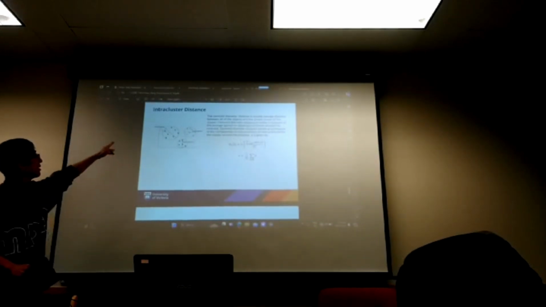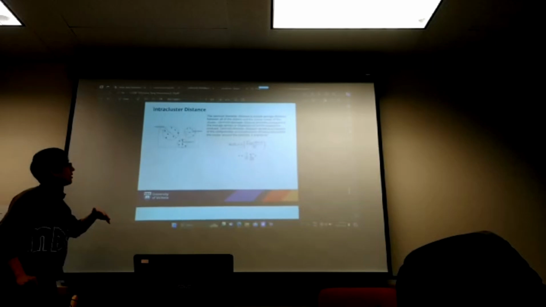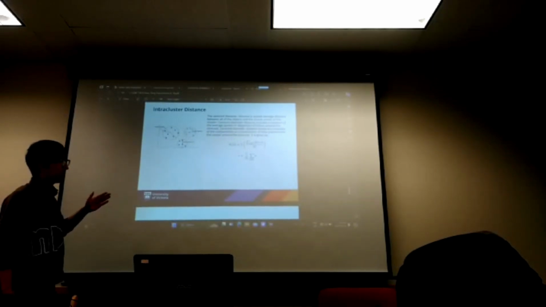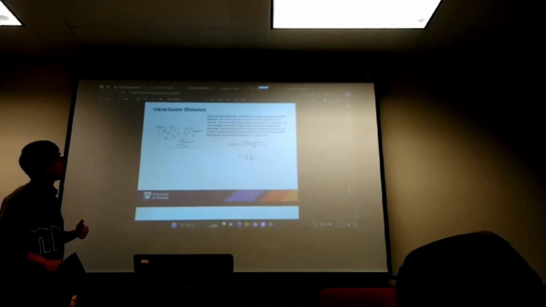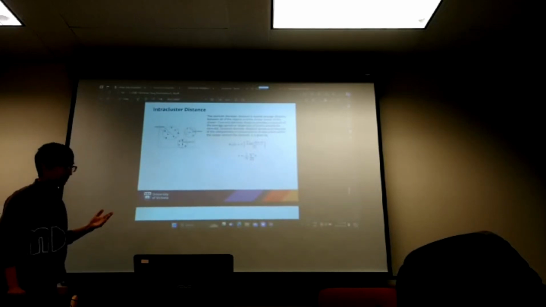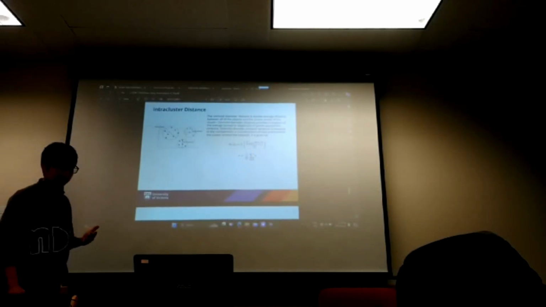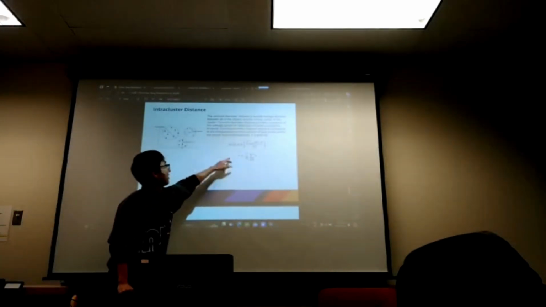When we calculate the intra-cluster distance, we find the mean of every cluster, and we need to calculate the average distance between each data point and the cluster centroid. We normalize this distance and get a mean distance. This distance is the intra-cluster distance. And the formula is like this.